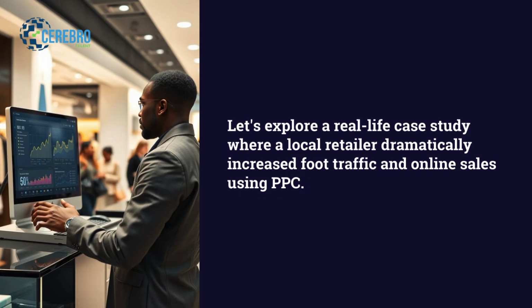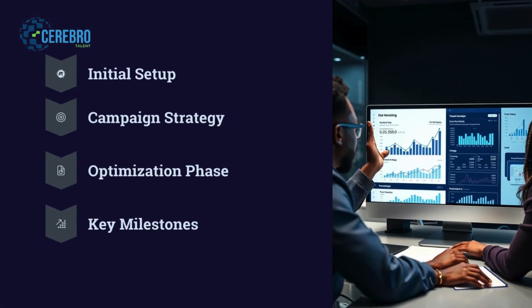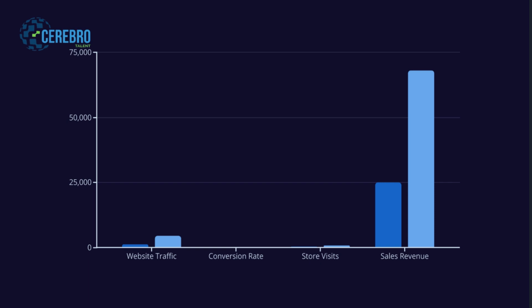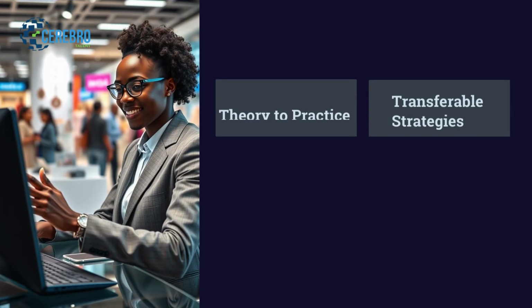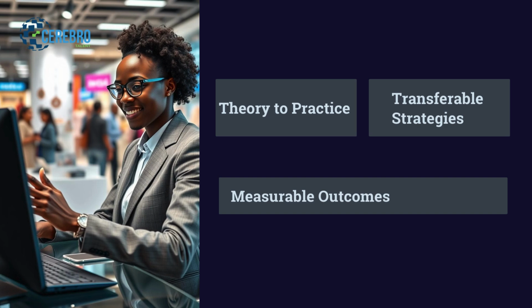Let's explore a real-life case study where a local retailer dramatically increased foot traffic and online sales using PPC. We narrate the retailer's journey from initial setup to optimization and highlight key milestones such as improved click-through rates and conversions. Graphs and data sets display performance metrics before and after PPC implementation. This story not only explains the theory behind PPC, but also demonstrates practical results, making it easier for you to envision how these strategies can be applied to your own campaigns.